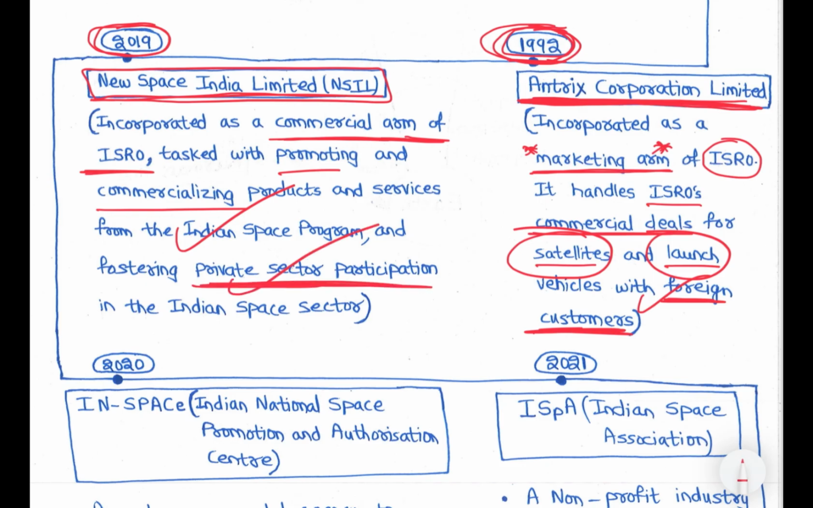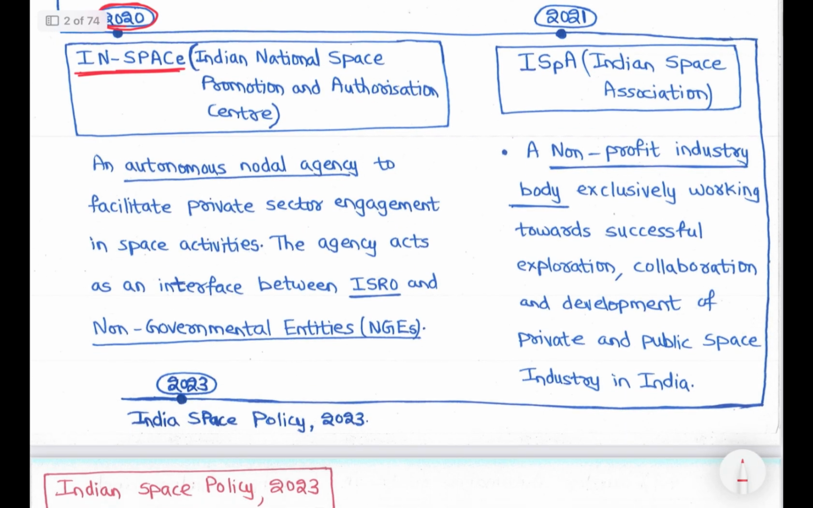participation in the space sector. One is commercializing ISRO's products, right? And next is encouraging private sector participation in the space sector. So these are the two main aims of NSIL, right? Then in 2020, we formed IN-SPACe, that is the Indian National Space Promotion and Authorization Center. It is an autonomous nodal agency to facilitate private sector engagement in space activities. The agency acts as an interface between ISRO and non-governmental entities.